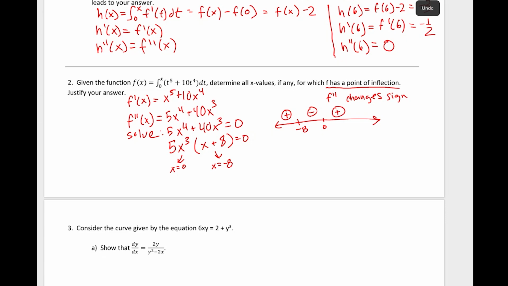So just like we suspected there to be a sign change at each subcritical point, that did play out the way we thought it would. So we've got 2 points of inflection. Our 2 points of inflection are going to be at x equals -8 and x equals 0. Our justification is because f double prime changed signs.